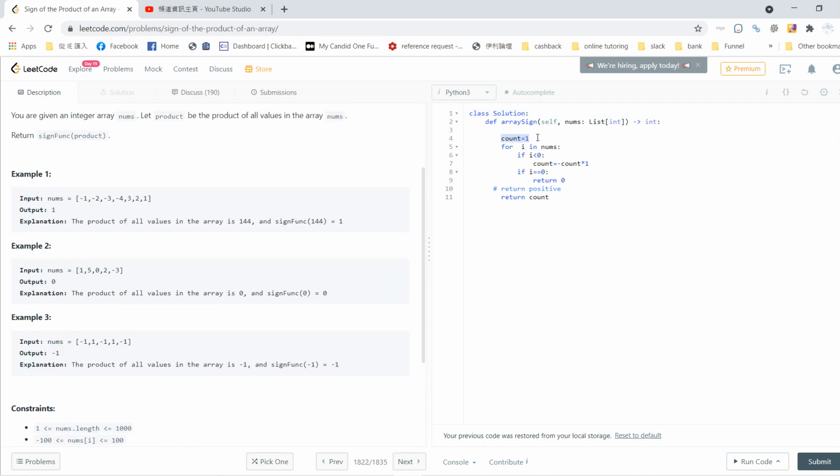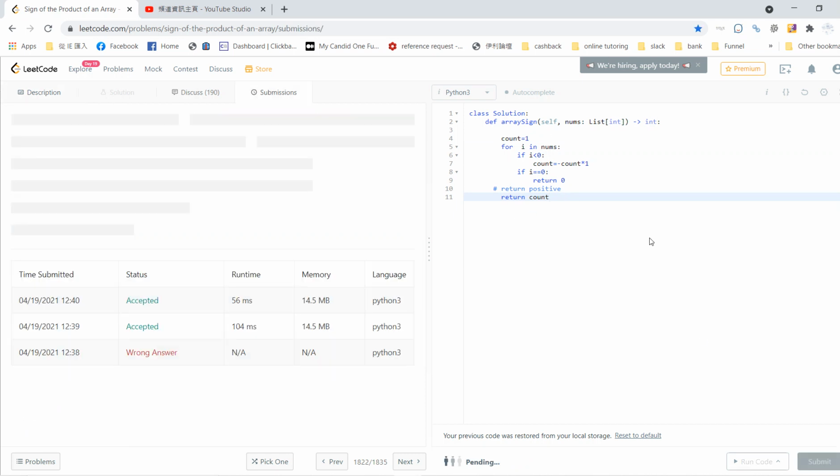So I just let count be 1, right? And for i in nums, if i is less than 0, then I times count by -1. If i is 0, then I return 0. And finally I just return count, right? So this count is just -1 to the power of how many negative numbers are in the array. So this should solve this problem.